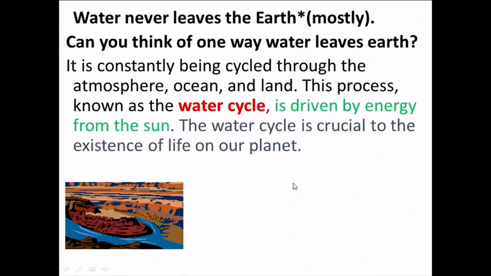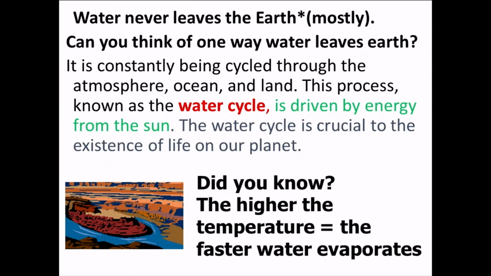For the water cycle, it is mostly driven by energy from the sun. There are some instances where water is evaporated from geothermal hot springs, but for the most part, energy from the sun drives the water cycle and weather. In fact, the higher the temperature, the faster water will evaporate and the faster the water cycle will commence.